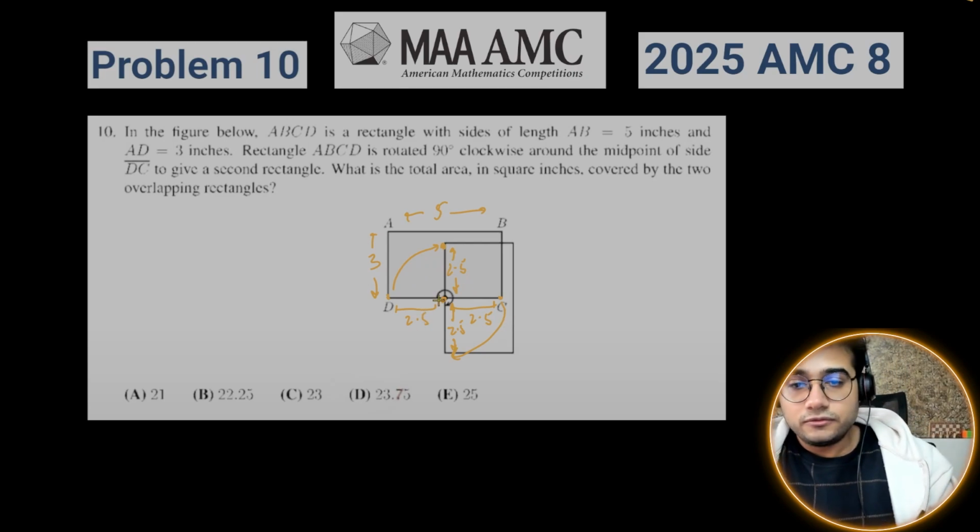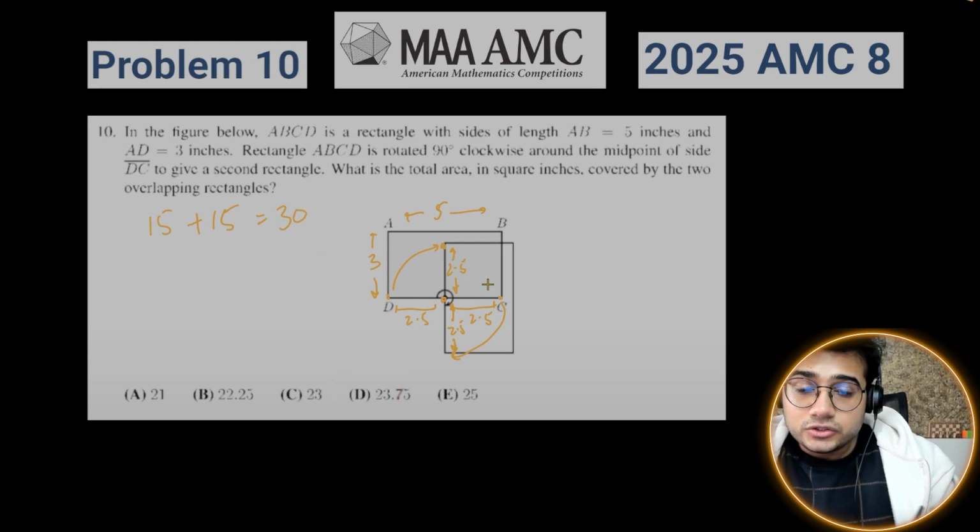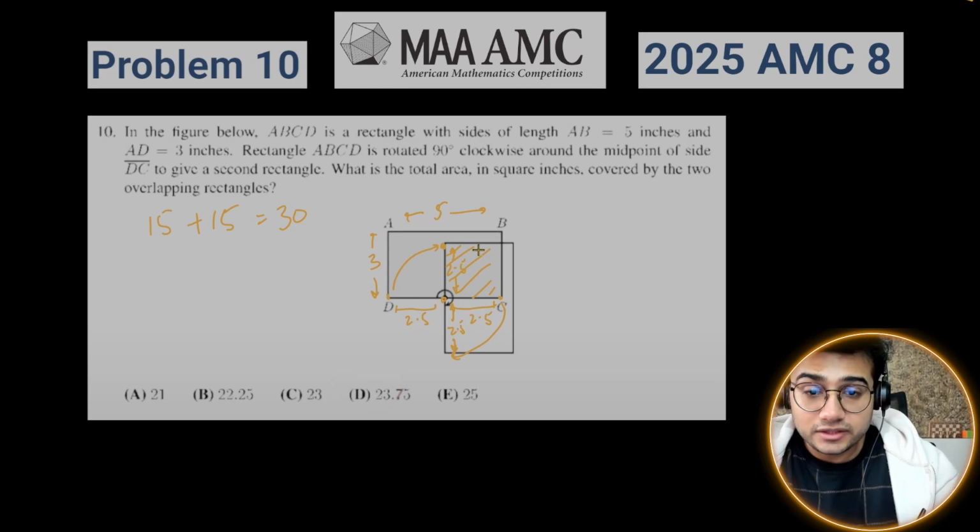Well, how do we do that? First off, we will just find out the area of the two rectangles. Well, that's just going to be 3 times 5, 15, plus 15. But when you add them, you get a 30. You count the overlapping region twice. That means you have to subtract the area of the overlapping region once to get the total area. So what is this overlapping region?